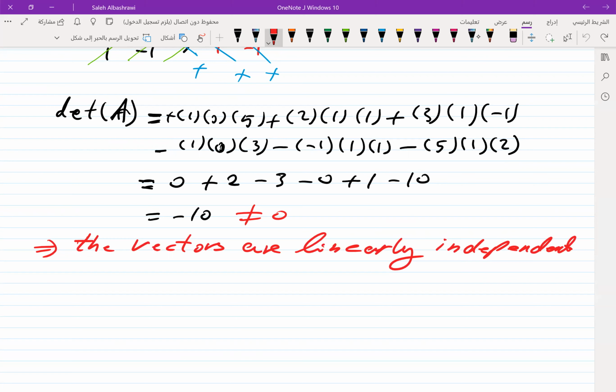So we have two methods. This is for the square matrix, as we mentioned. The determinant not equal to 0 means the vectors are linearly independent if we have a square matrix. If it is not, then I have to convert the matrix A into echelon form. And we found in this example the vectors are linearly independent.